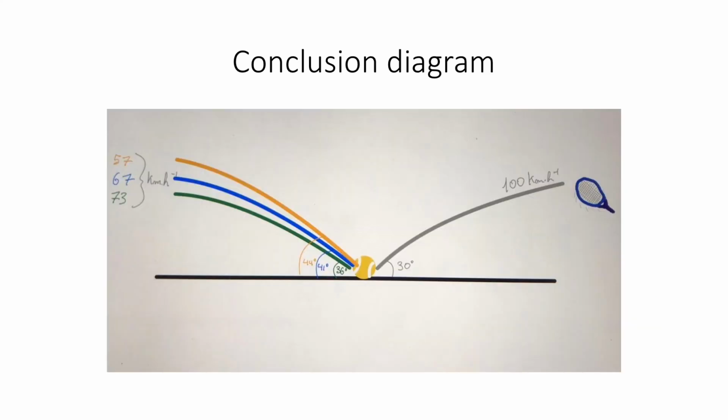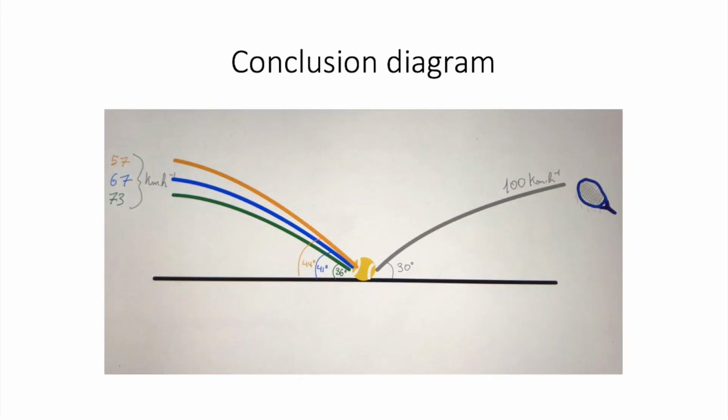Conclusion diagram. This diagram shows how a tennis ball traveling at 100 kilometers an hour rebounds at a different angle and speed depending on the material of the court. As we can see, a ball traveling at 100 kilometers an hour on a hard court rebounds at an angle of 41 degrees and the speed of 67 kilometers an hour, whereas a ball on a clay court bounces higher yet slower at 57 kilometers an hour and at 44-degree exit angle. And a ball on a grass court rebounds the fastest, but at the smallest angle.